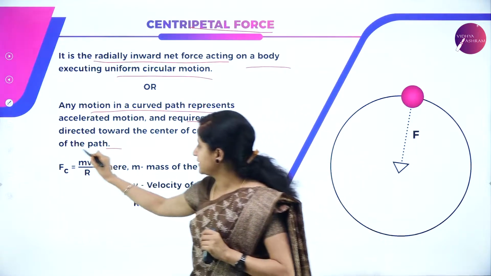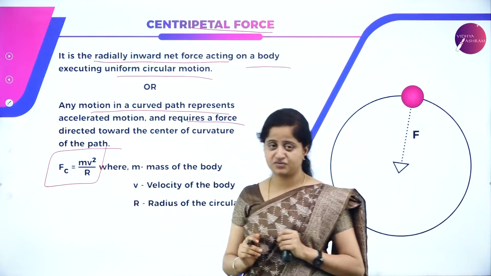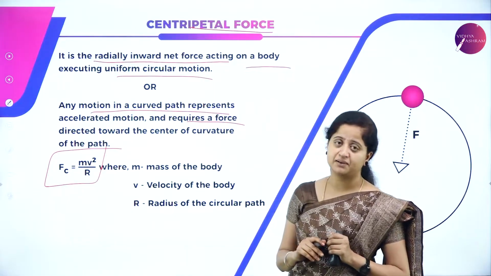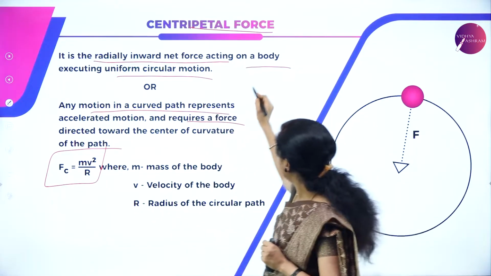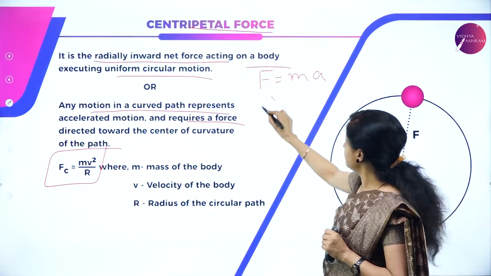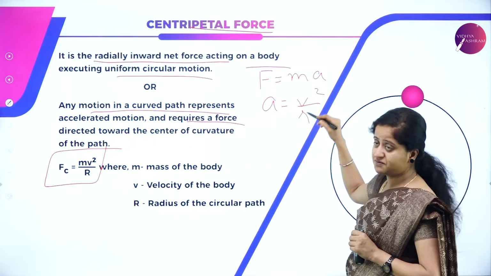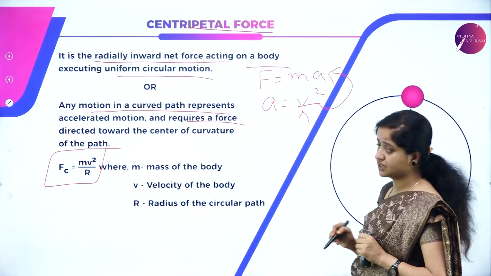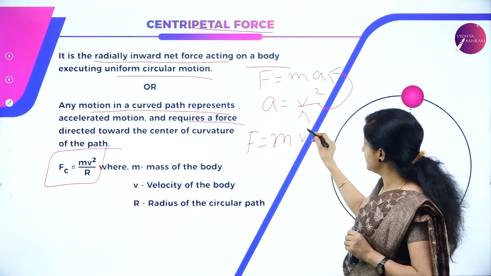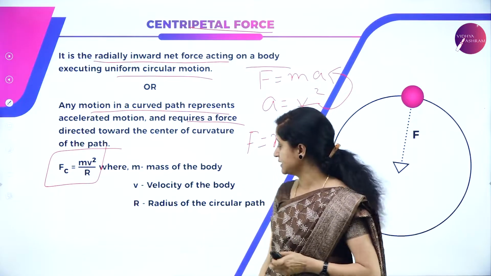It is given by the formula Fc equal to mv square by r, where m is the mass of the body, v is the velocity of the body, and r is the radius of the circular path. So, how did we get this? We know the formula for force, that is mass into acceleration, but the centripetal acceleration is given by a equal to v square by r. Substituting this in the equation F equal to ma, we get F equal to m into v square divided by r, and that is the expression for centripetal force.